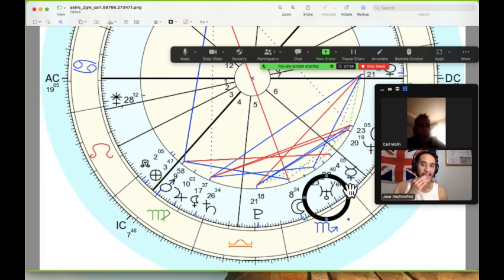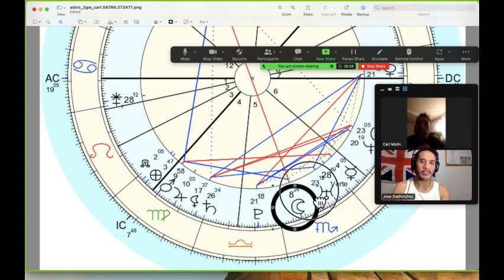No, I think I have the issue with the relationships, actually. I don't know. People, children trust me, and it's easy to connect with them. Well, you have your Moon there, which is a personal planet. And also, so, yeah. The relationship, I don't know.